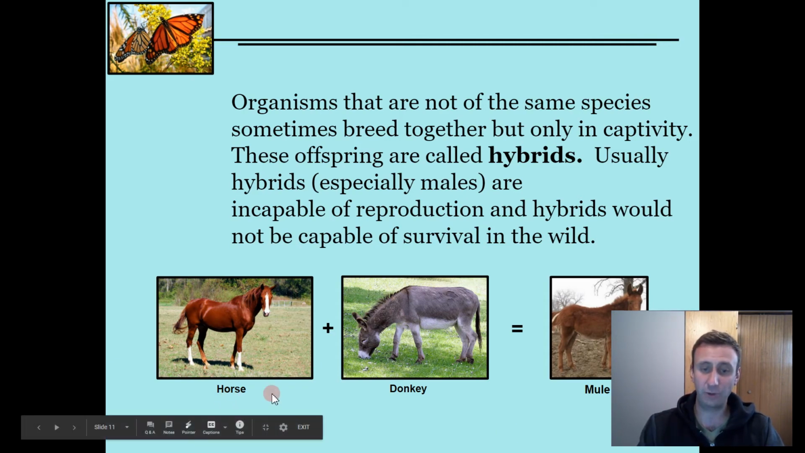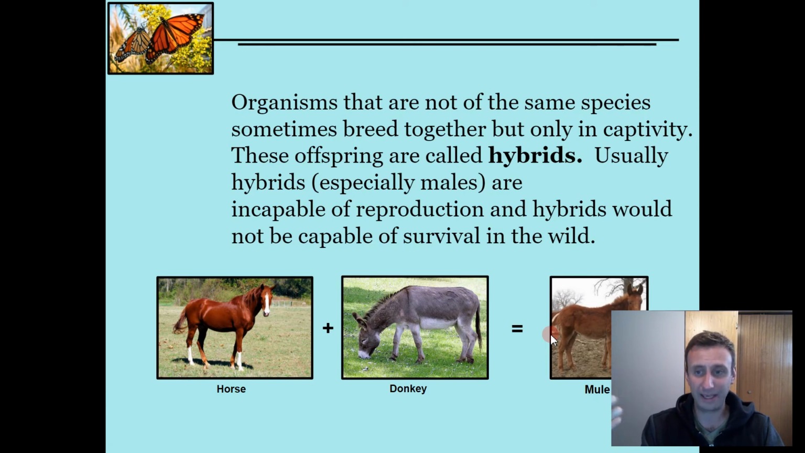For example, if you take a horse and a donkey, you get a mule. A mule cannot reproduce, it can't have viable offspring, but it is born and it can do things. Another great example of this is if you take a lion and a tiger and you mate them together, you get something called a liger.